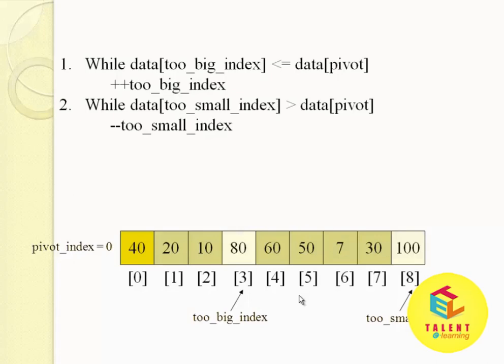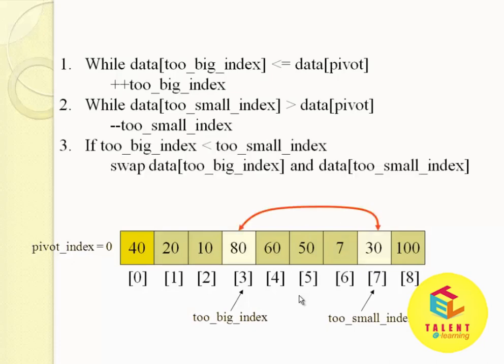Now the second step: while data of too small index is greater than data of pivot, decrement the too small index. So the too small index will be decremented. But now 30 is smaller than 40, so no decrement will take place, and the loop will terminate. Third step: if the too big index is less than the too small index, then swap data of too big index and data of too small index. So 30 and 80 will be swapped.